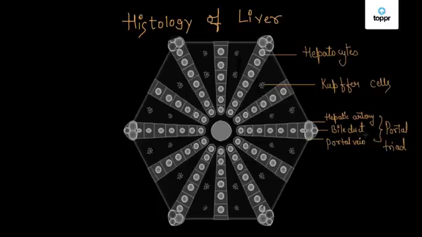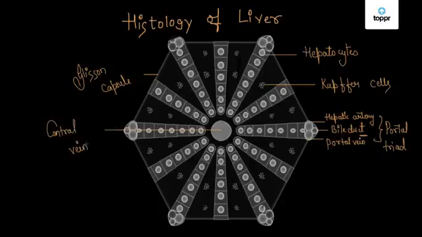The bile duct has a different function, which we will see later. Now also, the outermost covering of the liver is what we call the Glisson's capsule. So Glisson's capsule covers the entire surface of the liver. In the center there is the central vein. So this is the central vein.